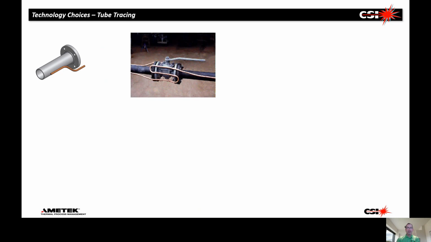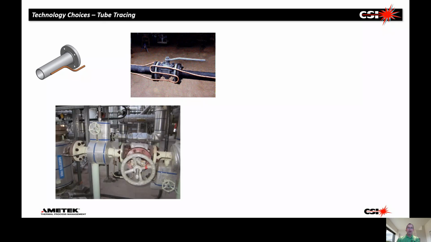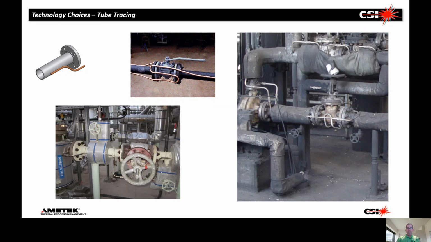So when we look at tube tracing, most everyone has seen tube tracing in these plants. It's the most common tracing for refineries and chemical plants in the world. Essentially, you can see a couple of examples here. It's convective heating. You have a circle against a circle if you look at a cross section of the pipe. So if that circle is touching the other circle, it's a minimal point contact.